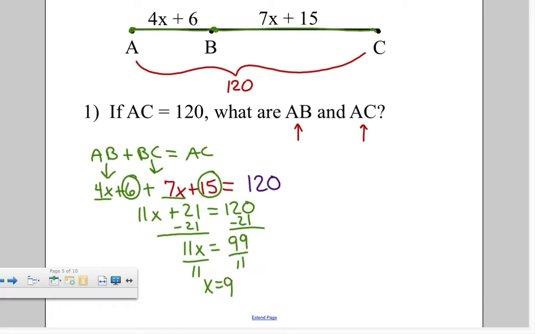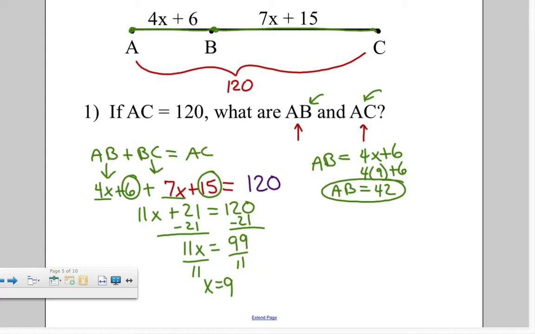Now x is 9. Be careful. It doesn't ask what x is. It asks us what is AB and what is AC. But I know that x is 9. AB I know is 4x plus 6. So I'm going to do 4 times 9 plus 6. And so I know AB is going to be 42.